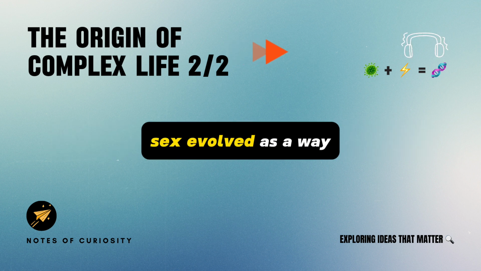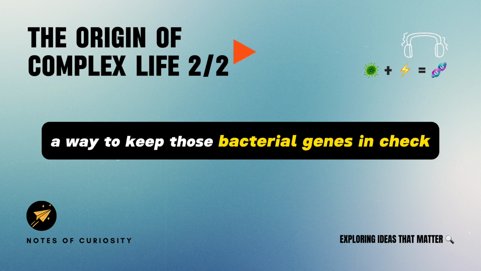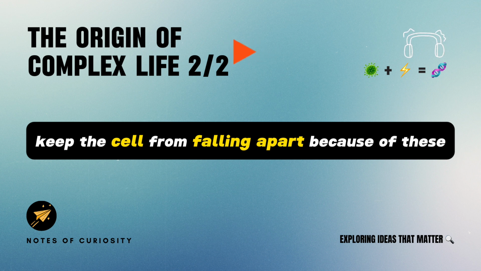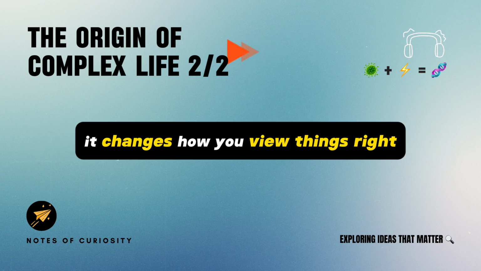Lane's saying that sex evolved as a way to deal with this tension from the merger, a way to keep those bacterial genes in check. So sex is a way to maintain order, keep the cell from falling apart because of these conflicting genes. That's a pretty wild idea. It changes how you view things, right?